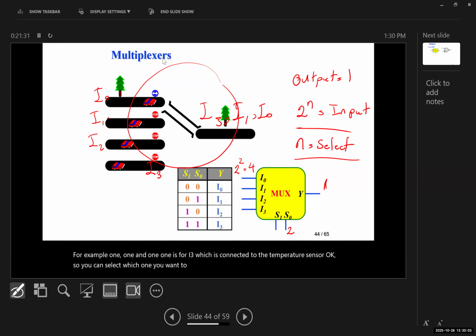So this is a very good way to expand the number of inputs in an Arduino, okay? To convert parallel to serial. And that's actually the most efficient way to do that.